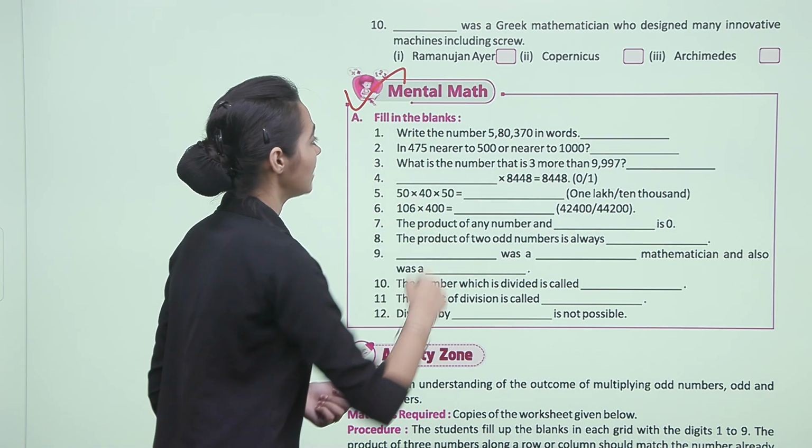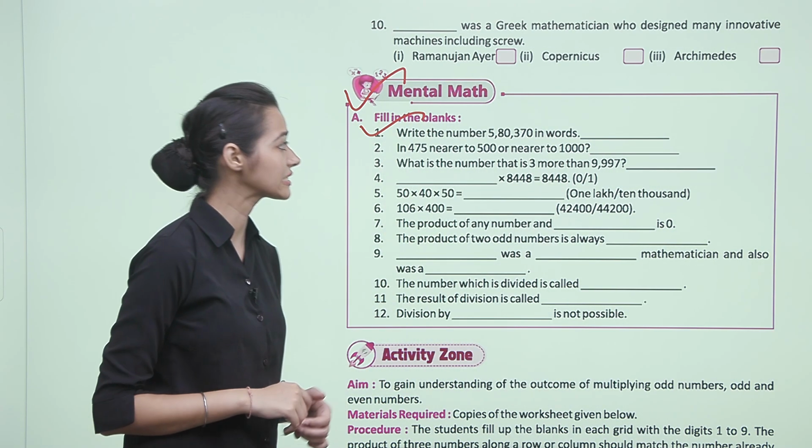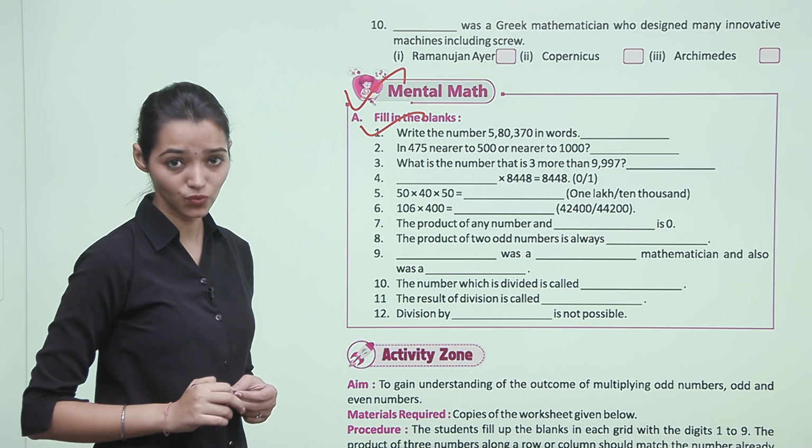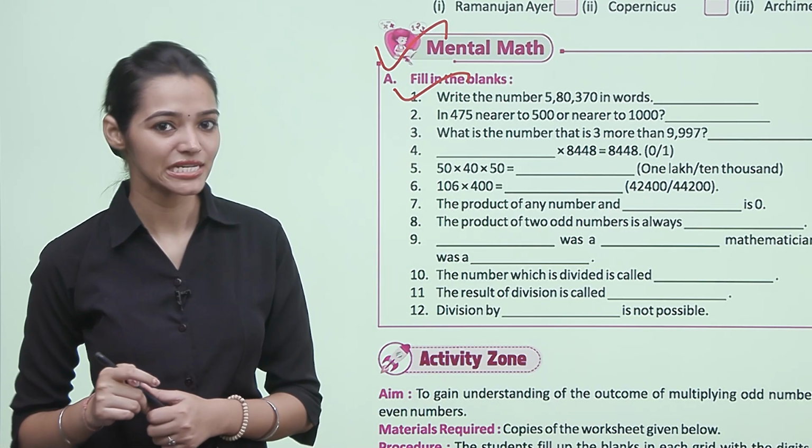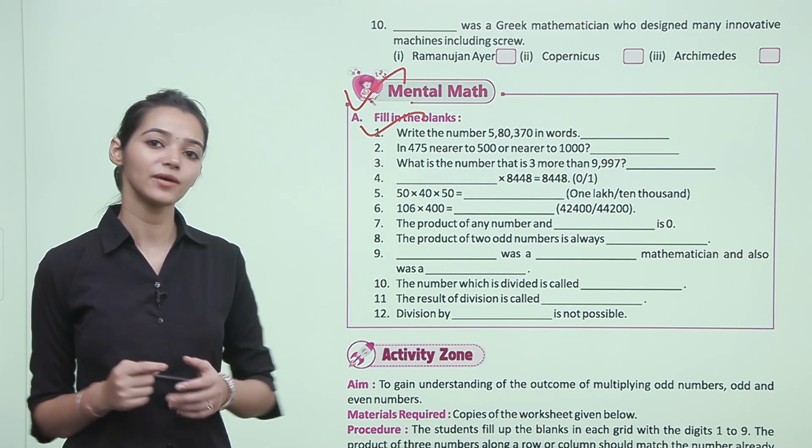Now let's start with the mental math. In this one we have to fill in the blanks. Write the number in words. So the number will be 5,80,370. That's how you can complete the remaining part.